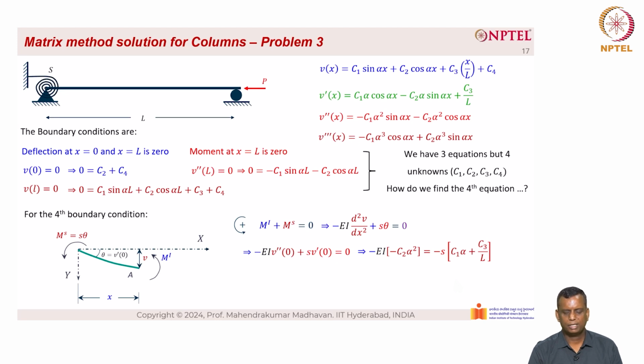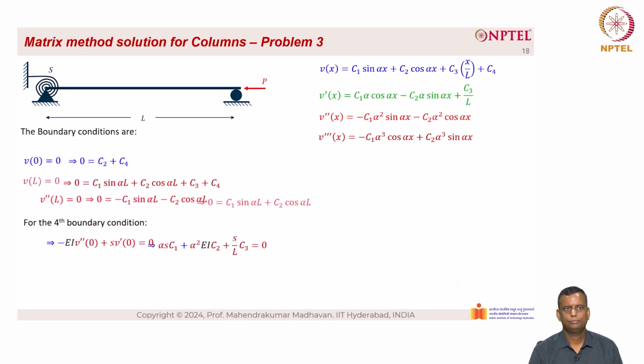So this gives rise to the equation minus Ea into minus C2 alpha square is equal to minus S into C1 alpha plus C3 by L, when we substitute the value of B equal to 0 in the above equations that we have derived. So we have alpha into S into C1 plus alpha square EI C2 plus S by L into C3 is equal to 0.